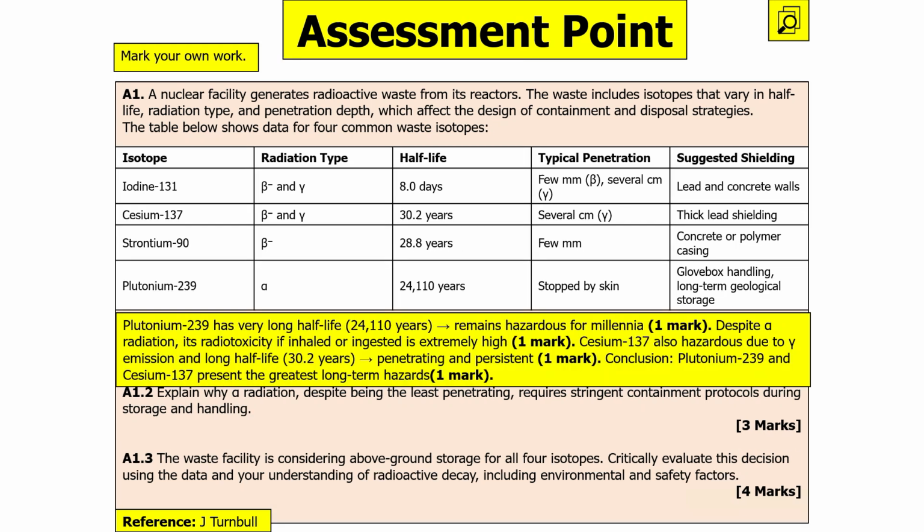Right, in this one, plutonium-239 has a very long half-life, so it would remain hazardous for millennia. So despite alpha radiation, its radiotoxicity if inhaled or ingested is extremely high. Now cesium-137 is also hazardous due to gamma emission and a long half-life. So therefore, the ones that have the greatest risk are going to be the plutonium-239 and the cesium-137.